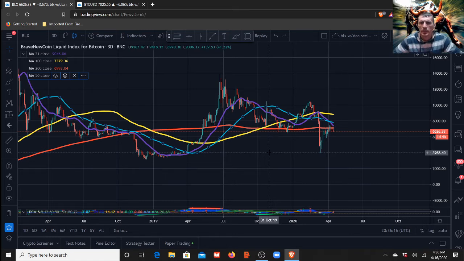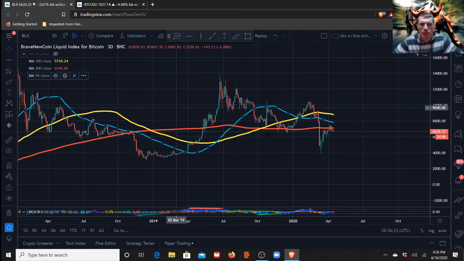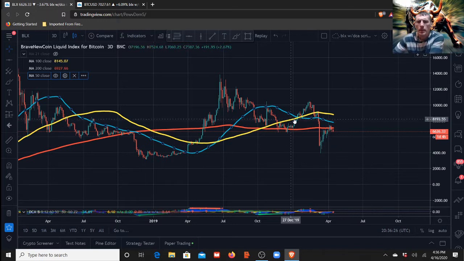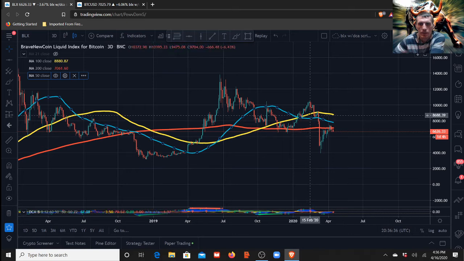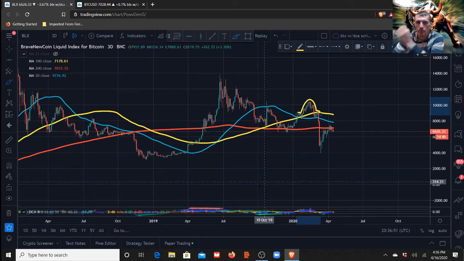Okay, so the 3-day. Yellow is my 100, 21, get that 21 off there. So the 3-day, we did have the 50 cross the 100 there. We did not dump right at the cross. We waited like they normally do. And then we did have a head and shoulders pattern play out on the 3-day as well. There's your shoulder, there's your head, there's your other shoulder, and then the dump down.